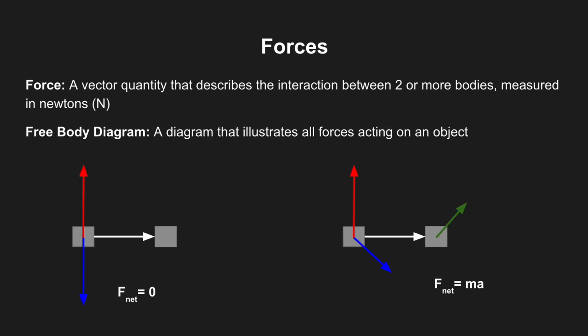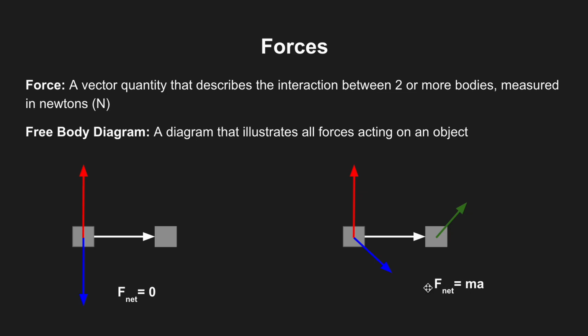So a force is a vector quantity that describes the interaction between two or more bodies, and it's measured in newtons. What you'll see often are free body diagrams, which are simply diagrams that illustrate all the force vectors acting on an object. For example, if you can see one force acting here and another force acting here, then the net force is equal to 0, considering that they have opposite directions and equal magnitudes, which means the net force is 0, it will not move, it will not accelerate, and it will not go anywhere.